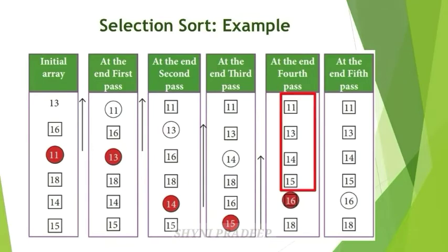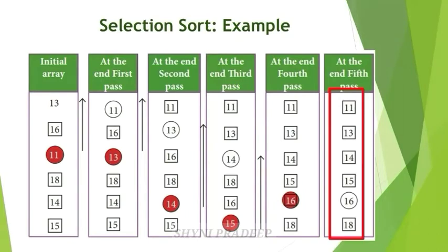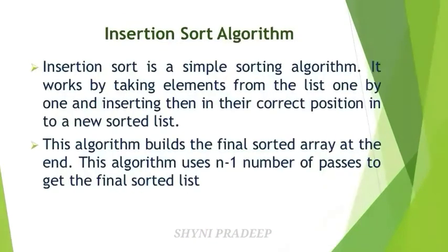So now these elements are sorted. So now check these 2 elements. Which one is smallest? 16. 16 is present in its correct position. Okay. So no need to exchange. So in the fifth pass, write the sorted elements: 11, 13, 14, 15, 16, 18. So finally at the end of the fifth pass, we got the sorted elements of the array. So this is the way you have to do the selection sort. Okay. Let us see the next sorting technique.